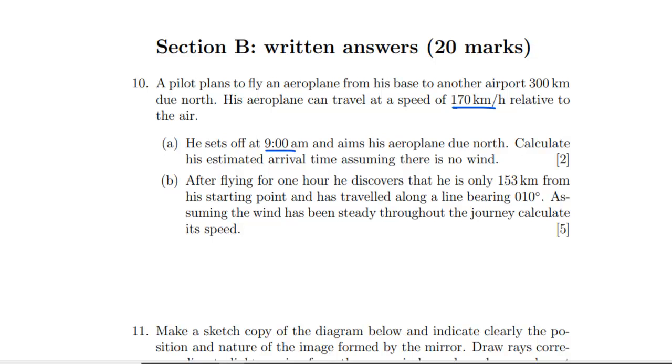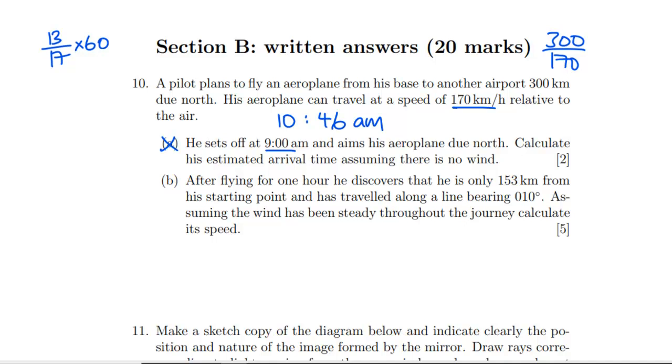Right, so it's going to take him 300 over 170 hours in order to do it. So that is 1 hour and 13 over 17. So 13 over 17 times 60 is going to give us the number of minutes. Fortunately, we can use the calculator in the physics part of this paper. So that gives 46 minutes on top of the hour, so it's going to turn into 10:46 a.m.